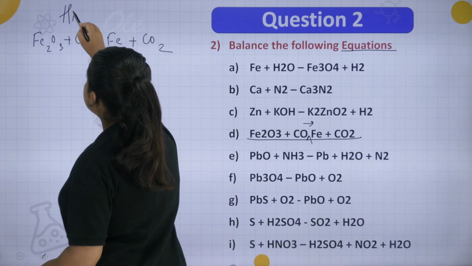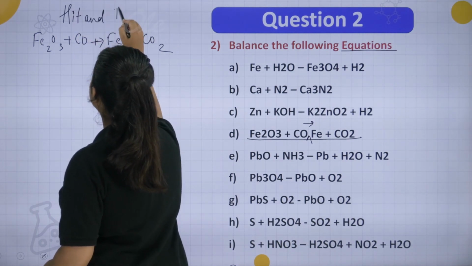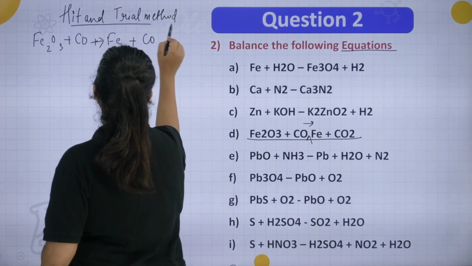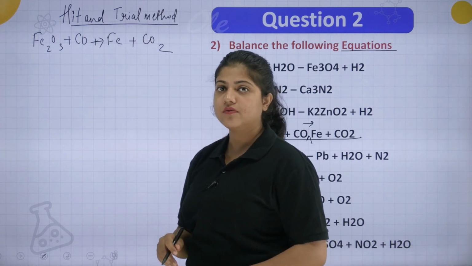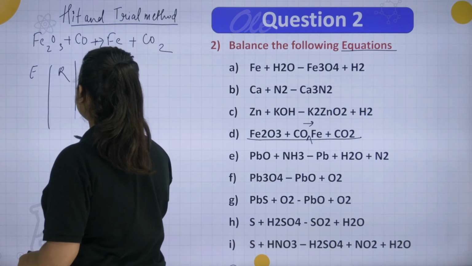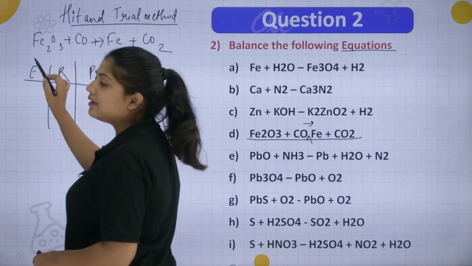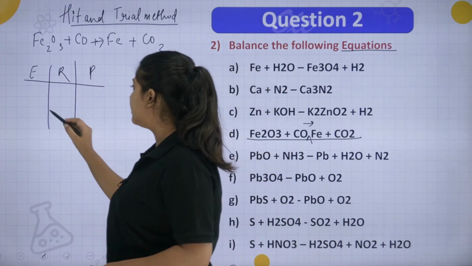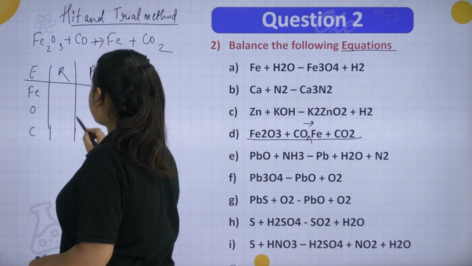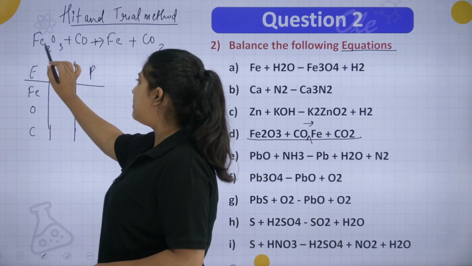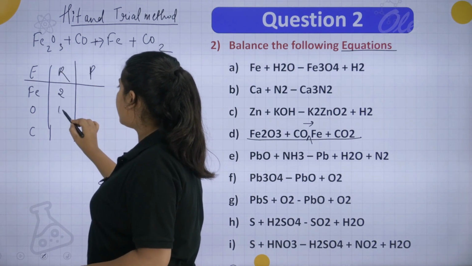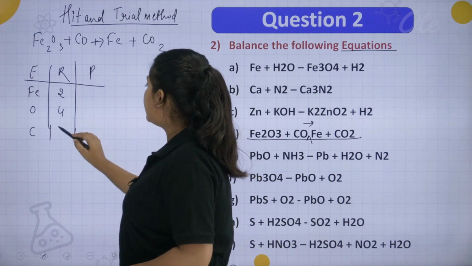We are balancing this by the hit and trial method. For balancing with the hit and trial method, what we need to do is draw a table here. That is a table for elements, then reactants, then products. In the elements section, we will write the symbols of all the elements that are present. So that is iron, oxygen and carbon. Now on the reactant side, we will count the number of atoms of that particular element. For example, iron is present as 2 atoms. Here a total of 4 atoms of oxygen are present and for carbon there is 1 atom only.